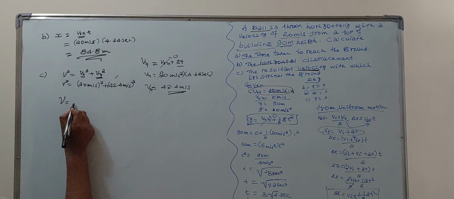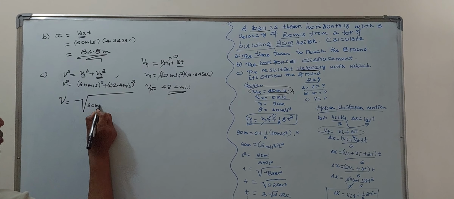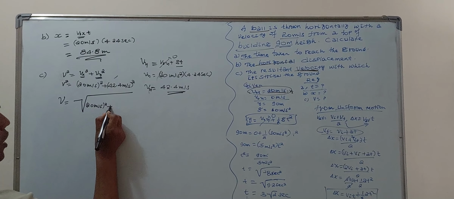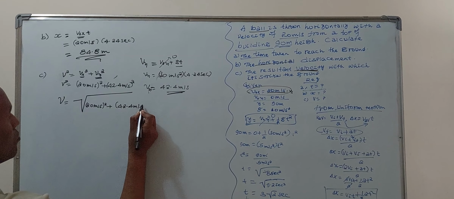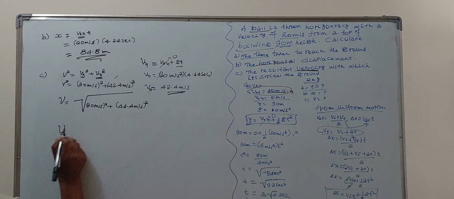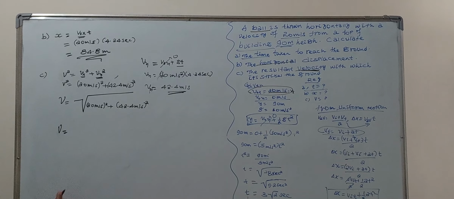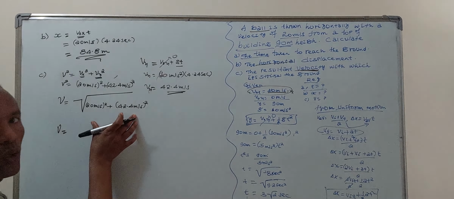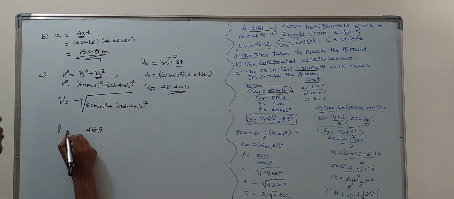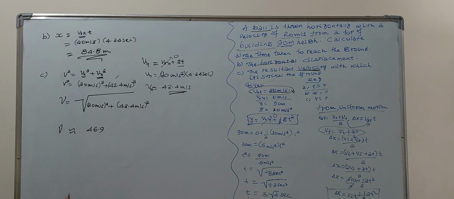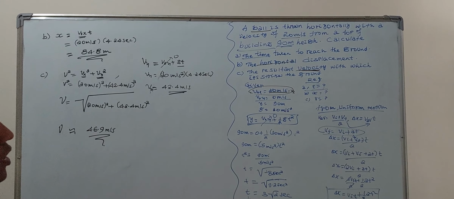So v is equal to the square root of 20 meters per second, the whole squared, plus 42.4 meters per second, the whole squared. You can calculate this by yourself. What you will get is 46.9, I will say approximate value, but you will definitely get 46.9 meters per second. This is the final answer.